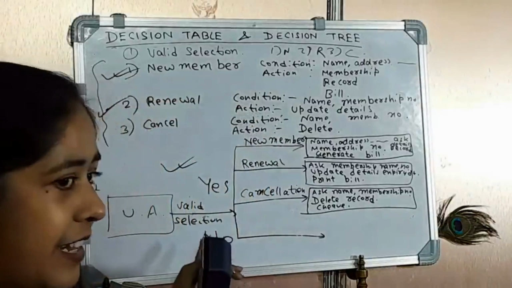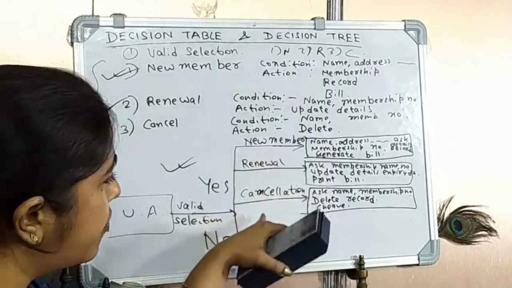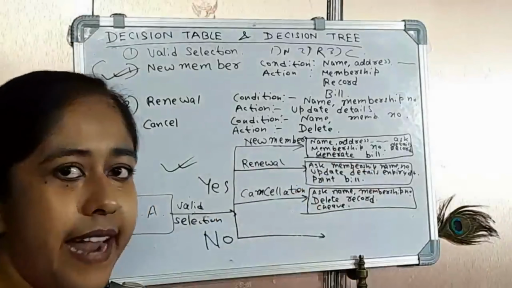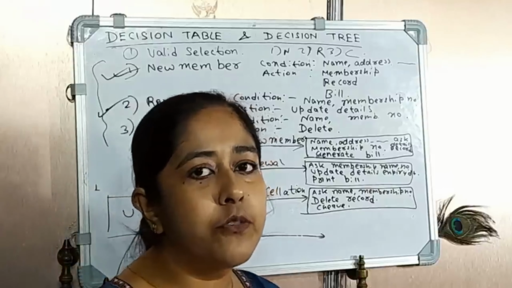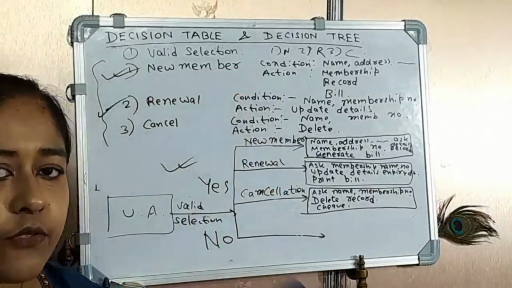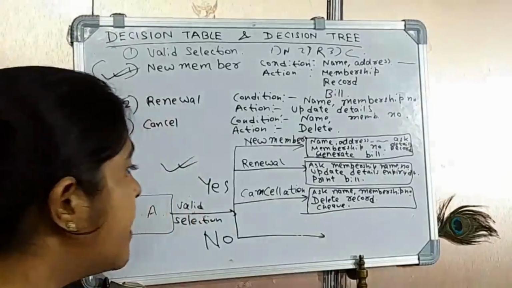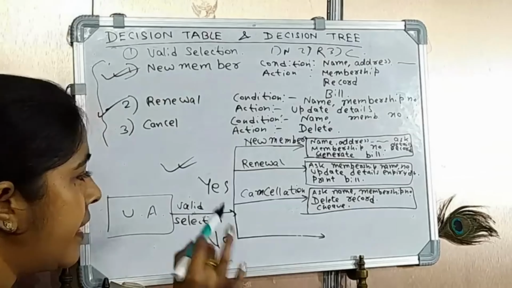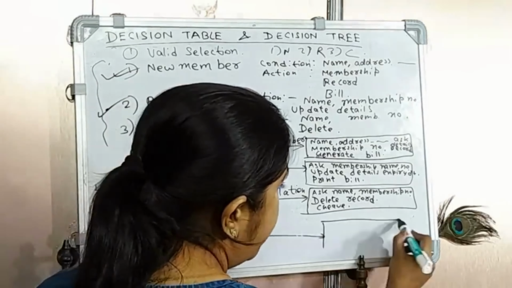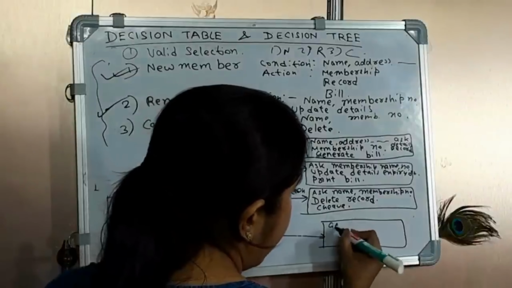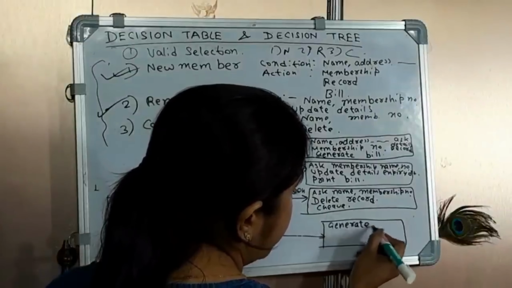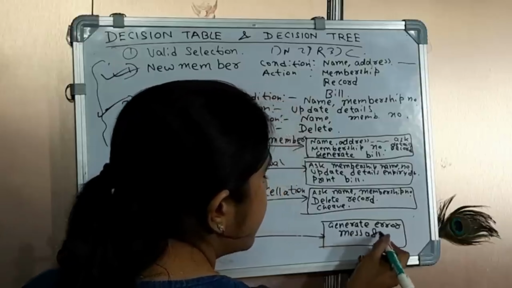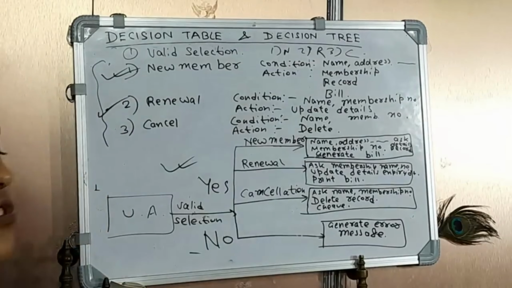For this valid selection, what will they do? Yes, these are my conditions, and after that these are my actions which are going to be taken for those conditions. Then what will happen if my selection is not from these three? They will generate an error message. So this is what is called a decision tree.